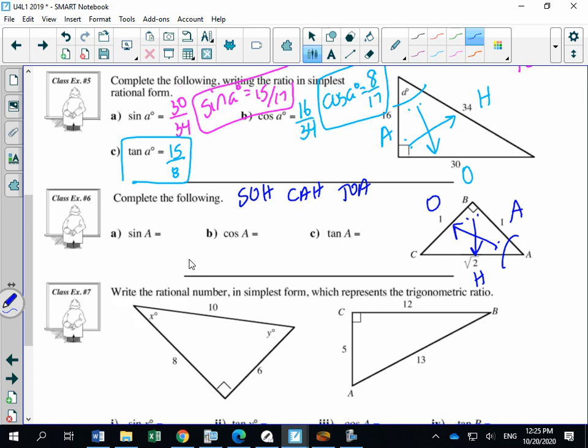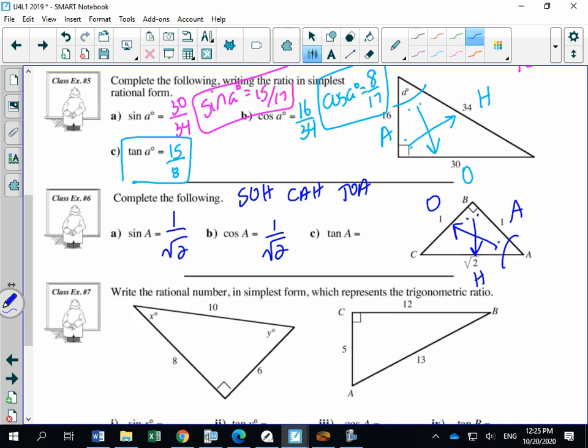1 over root 2, yep. Can't reduce, but that's the answer. Next one, the cos of A. Denzel, what's the cos of A? 1 over root 2. And the tan of A, Owen, what is the tan of A?